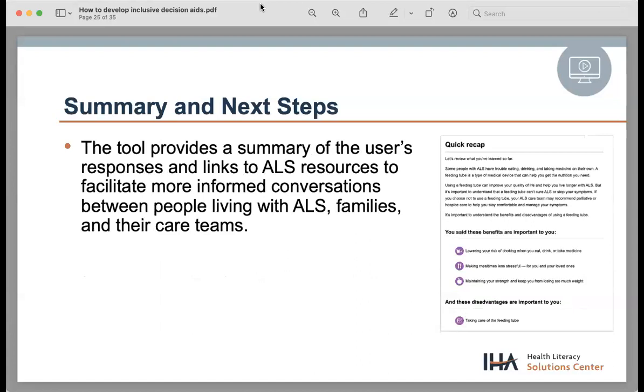This tool also provides a summary of the user's responses and links to ALS resources to facilitate informed conversations between people living with ALS, their families, and their care teams. As I mentioned, it's helpful to provide a summary at the end. Some people living with ALS do have symptoms that impact their memory and cognition, and I think it's helpful for everyone to have a summary of the key takeaways of what they've learned. So the screen just gives a quick recap of the main messages of the tool, in this case the main information that people need to know about using a feeding tube. And then it lists the benefits and the disadvantages that people said were important to them.